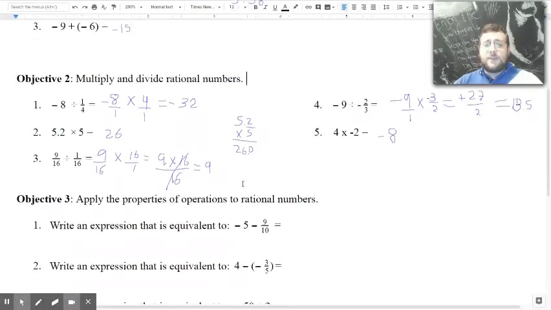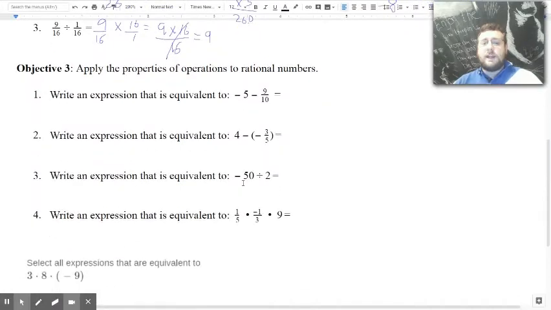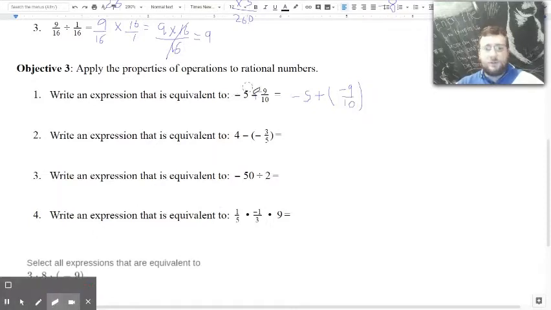The last objective is about understanding that there are different ways to write the same expression. When you have subtraction, for example, that's the same as adding the opposite. So you're going to have to look for options where they literally did that, right? Change the sign to adding and change the sign of the number afterwards. So this would be the same thing as that, right? The first expression would be the same thing as that one.